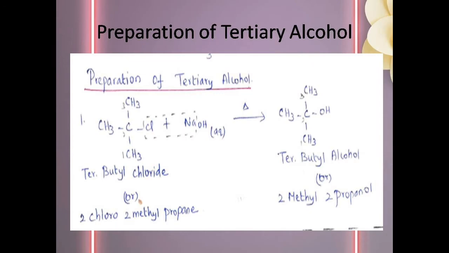Preparation of tertiary alcohol. First of all, tertiary butyl chloride is added with aqueous sodium hydroxide. Aqueous means we get the substitution reaction, so chlorine is substituted by the OH group, and we get tertiary butyl alcohol. We already know this IUPAC name, even though I mentioned the numbers. In that numbering, the second carbon has a methyl, and the same way the second carbon has the OH group, so 2-methyl-2-propanol is the IUPAC name.